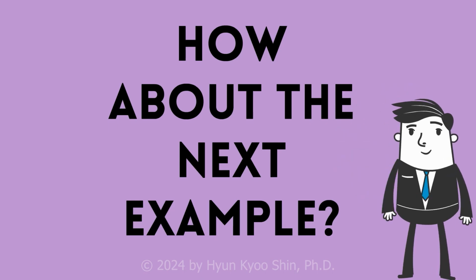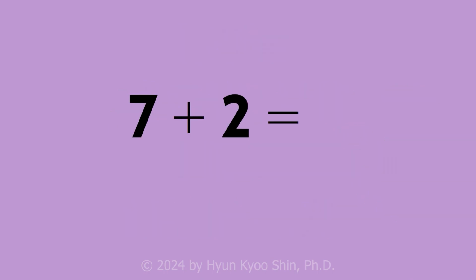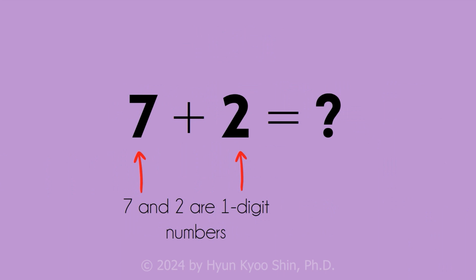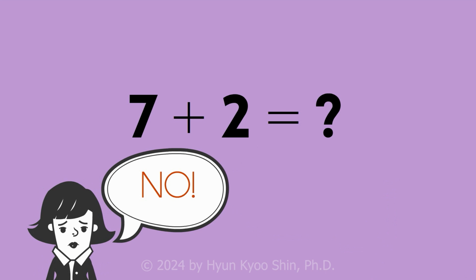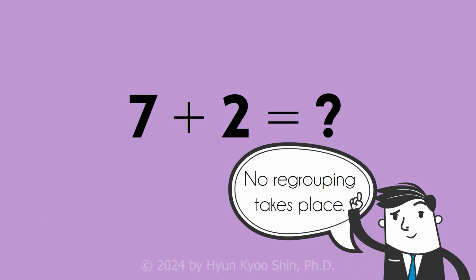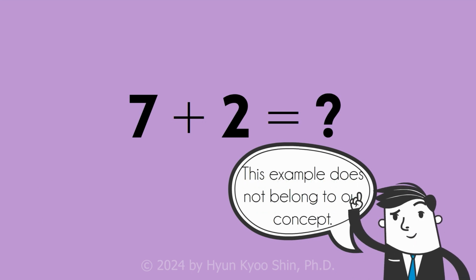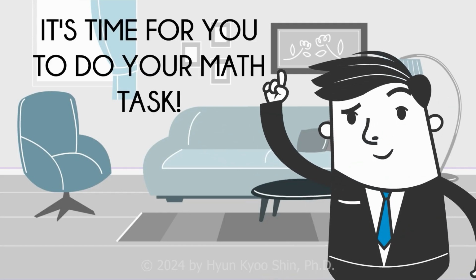How about the next example? 7 plus 2 is equal to... 7 and 2 are one-digit numbers. Does this example follow our concept? No. Very good. No regrouping takes place in this example. So this example doesn't belong to our concept. It's time for you to do your math task. Good luck!